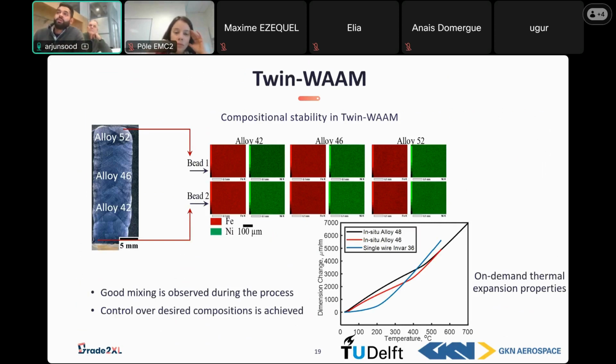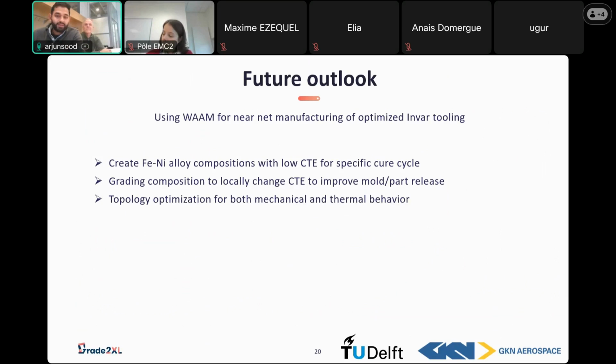In that case, you might want to use, say, alloy 42 or alloy 46. In this figure, you can see an example of how the thermal expansion of alloy 46 is much better than INVAR 36 after a temperature of around 350 degrees. And in this case, the alloy is deposited by using twin wire additive manufacturing. This gives you a very nice control over the desired compositions you want, and also it gives you the possibility to obtain on-demand thermal expansion properties. I think with this slide, I would like to wrap it up with our future plans.